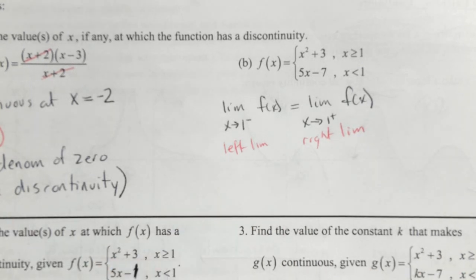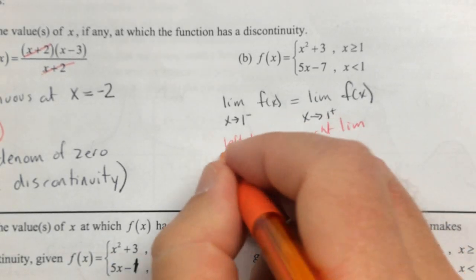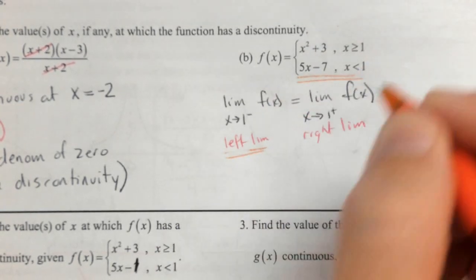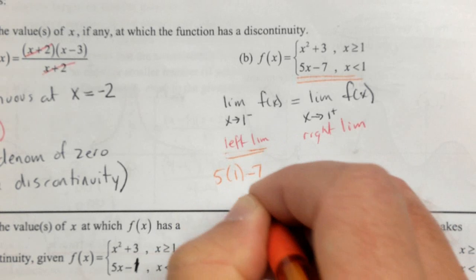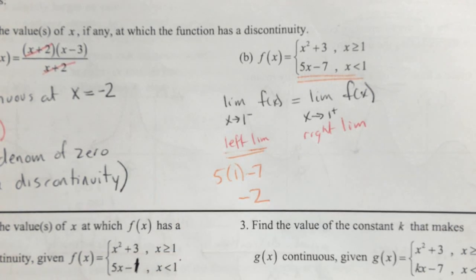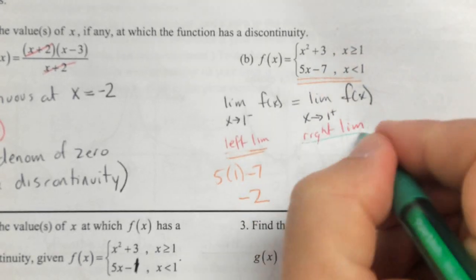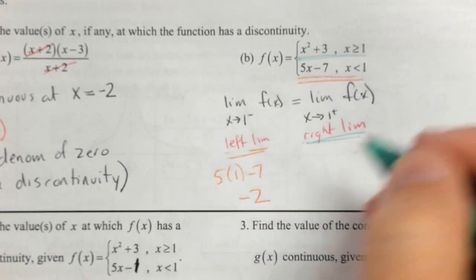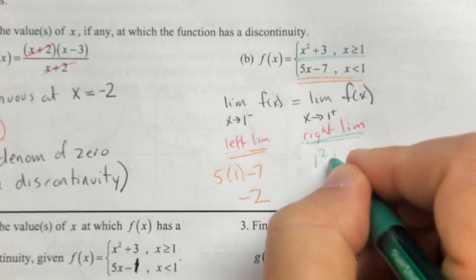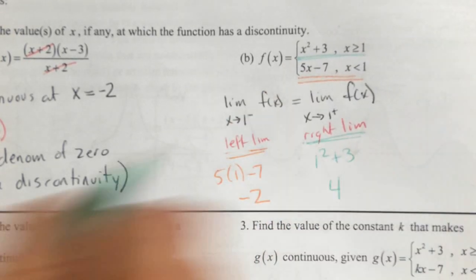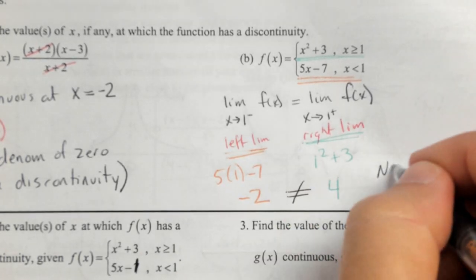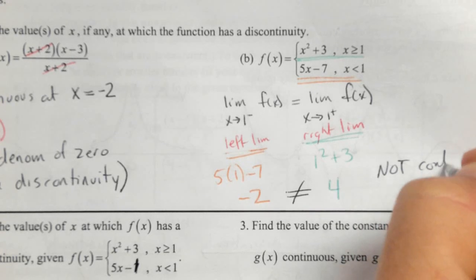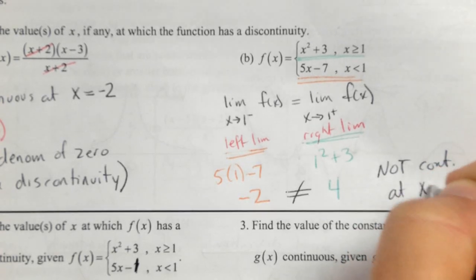So the left limit would be this guy. So 5 times 1 minus 7, that would be -2. The right limit would be this guy. 1 squared plus 3, that would be 4. And whoops, those are not equal. So it is not continuous at x equals 1.